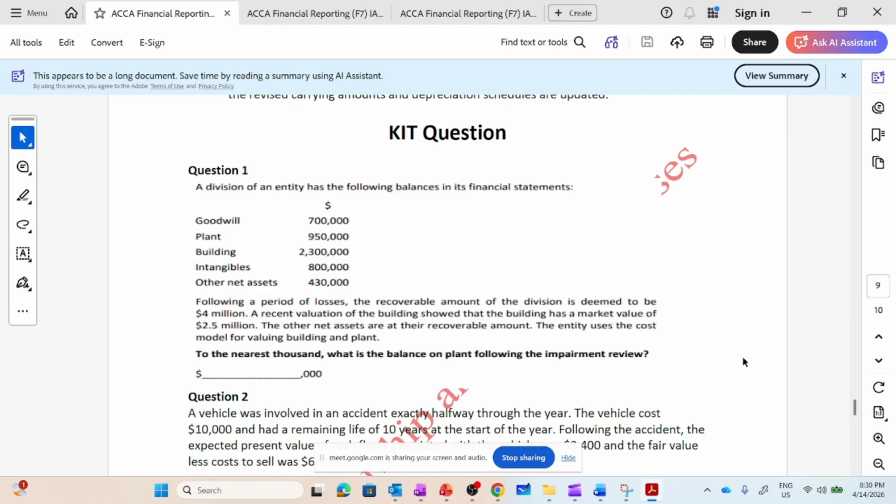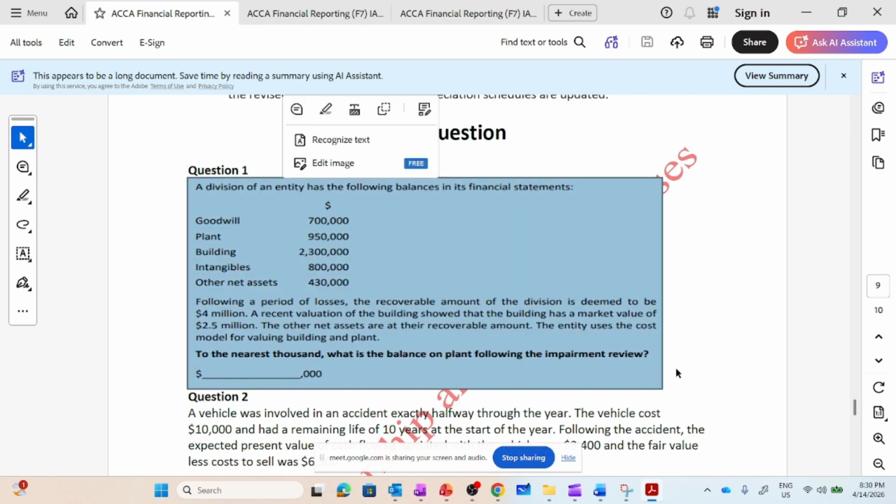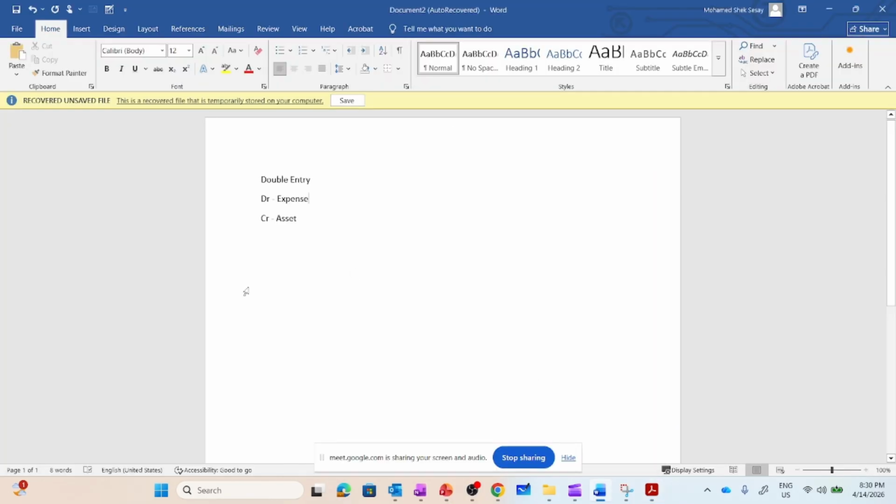So for question one, the division of an entity has the following balance in its financial statement: goodwill, plant. So let's solve this question so that we can have the gist of the examination, right? So we can copy the question. Oh, yeah, can I copy it? Okay. I don't know if I am able to paste it.